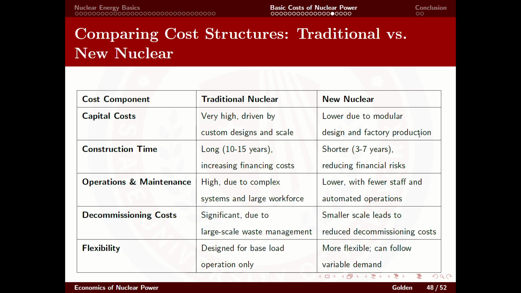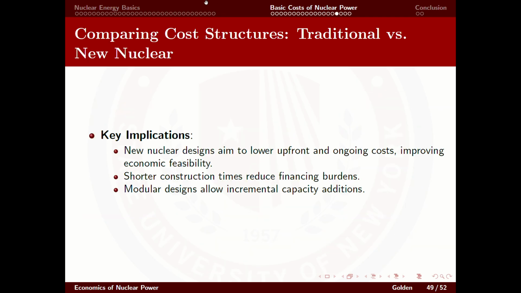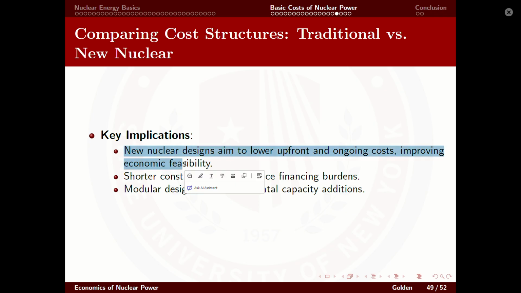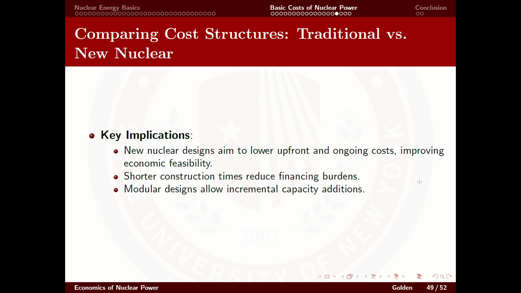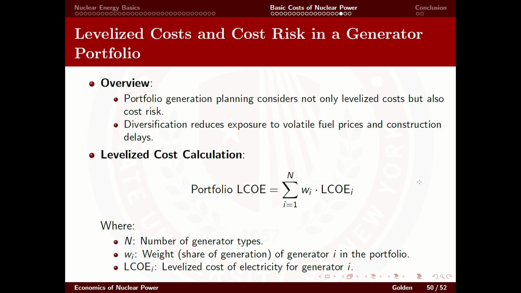So it acts as base load, but can also act as a variable. So key implications: new nuclear designs aim to lower upfront and ongoing costs, and improve economic feasibility. Short construction times reduce financial burdens, and the modular designs allow for incremental capacity additions.